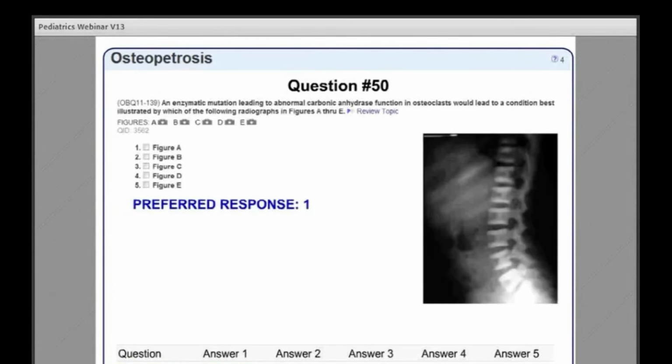So as you can see on the right, with a rugger jersey spine, the correct answer on this one is going to be figure A, which is number 1. About half of you picked figure B. So the correct answer on this is figure A, as it is an osteoclast remodeling disorder leading to osteopetrosis.